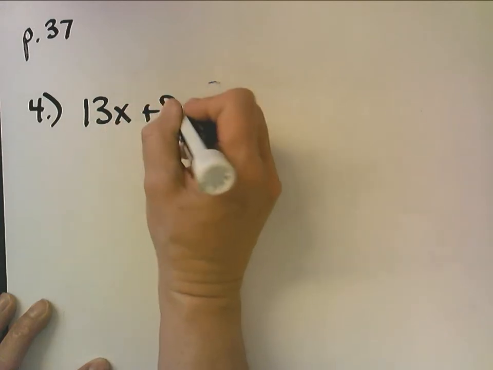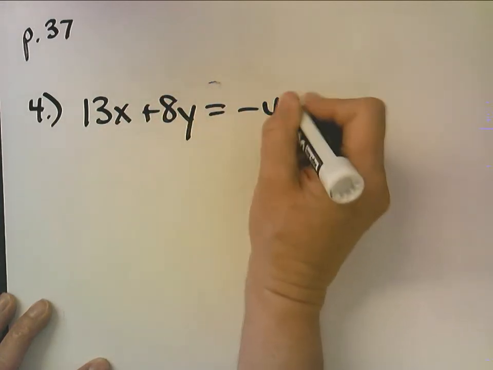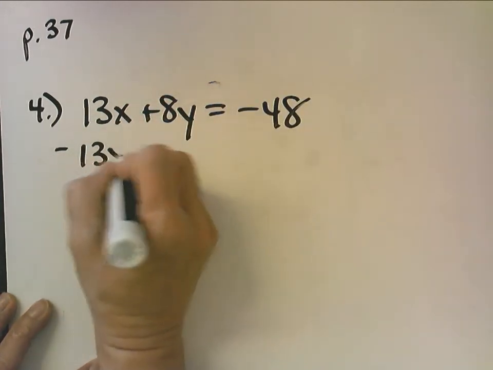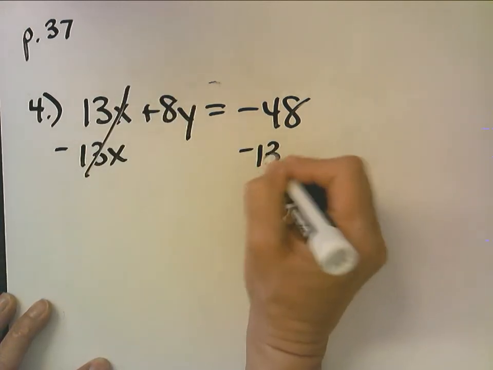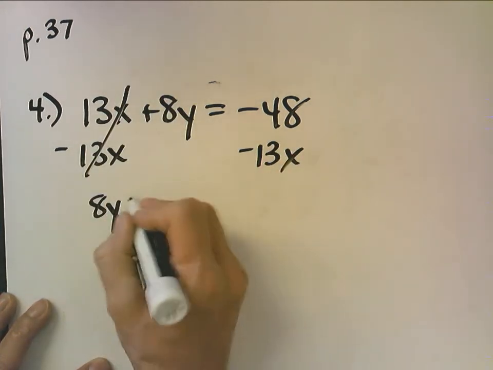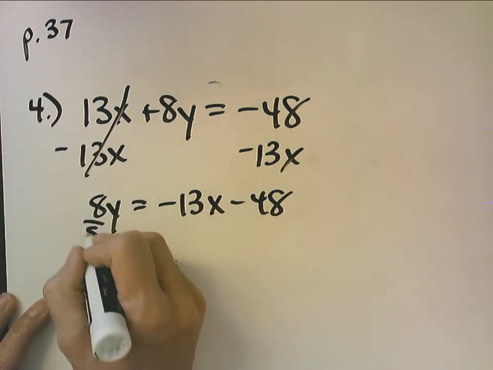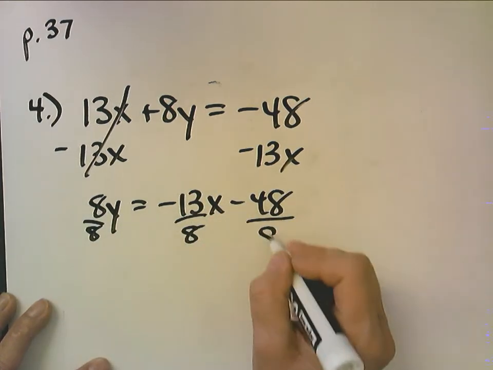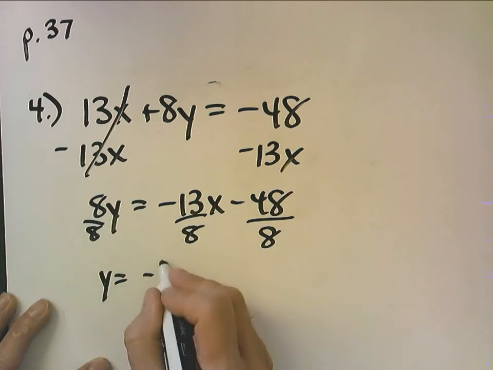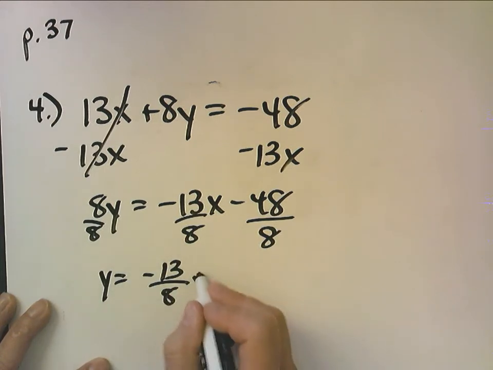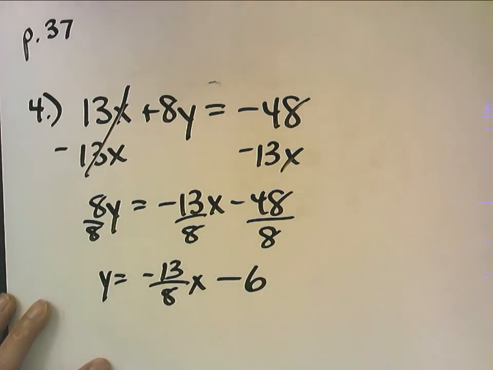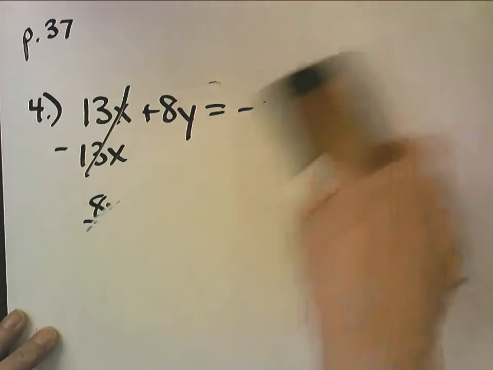13x plus 8y equals negative 48, minus 13x, minus 13x. 8y equals negative 13x minus 48. Divide by 8, divide by 8, divide by 8. Y equals negative 13/8 x minus 6. Okay? Now, number 5.